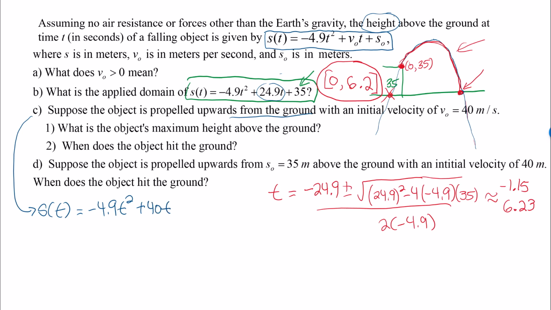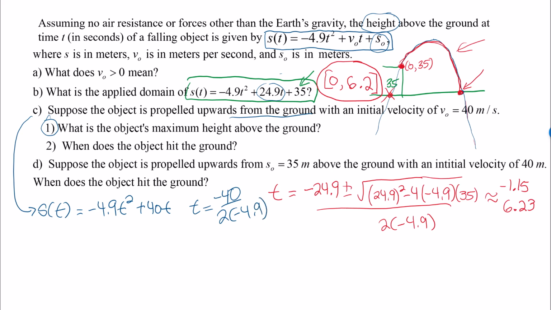And then it said it started on the ground, so S0 is the starting height, and I don't need to put that term in because it's just plus 0. So our first question, number 1, what is the object's maximum height above ground? So we're going to be after the vertex again, and we can do negative b over 2a to find the time that it's at its maximum height, and then we can plug that time in our function and find out what the maximum height is. So we're going to find the t value of the vertex. It's going to be negative b, which is negative 40, over 2a, and a was negative 4.9.